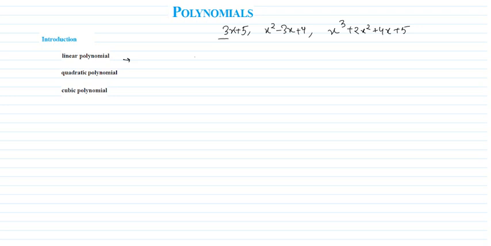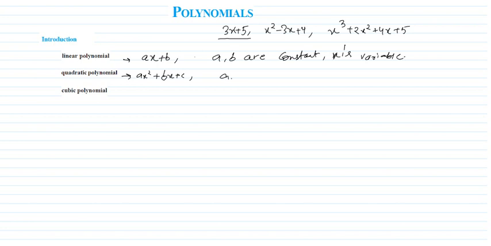The first example that I gave is a linear polynomial, and there is a standard equation for all the polynomials. For a linear polynomial, the standard equation is ax plus b, where a and b are constants and x is a variable. Similarly, in case of a quadratic polynomial, the standard equation is ax square plus bx plus c, where a, b and c are constants and x is a variable.